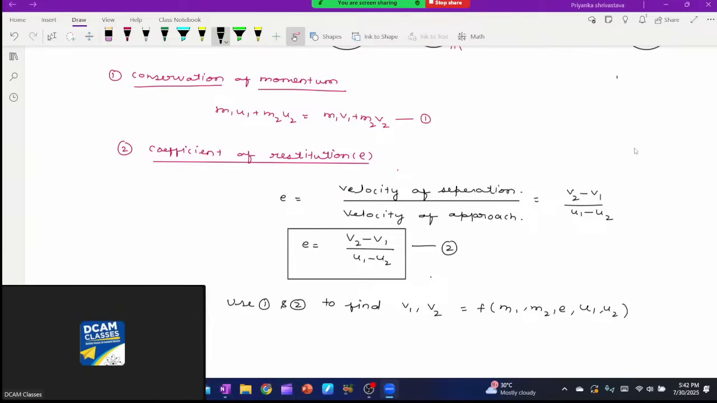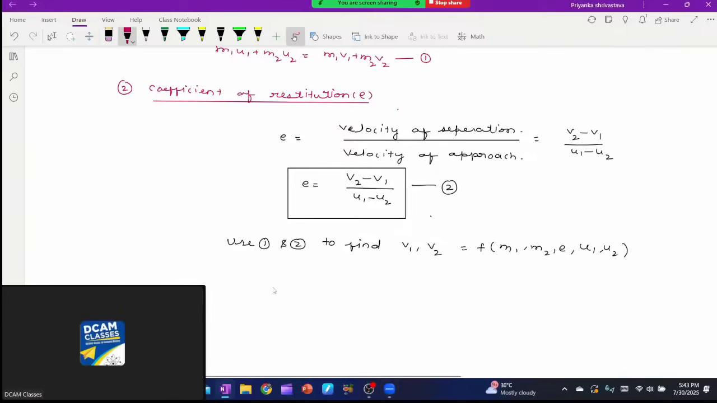So if V1 is M1 U1 plus M2 U2 plus E U2 minus E U1 whole by M1 plus M2. Tell again, M1 into U1 plus M2 U2 plus E U2 minus E U1 whole by M1 plus M2. That you could have written like this: M1 minus E M2 into U1 plus M2 into 1 plus E into U2. Yes, that was better.